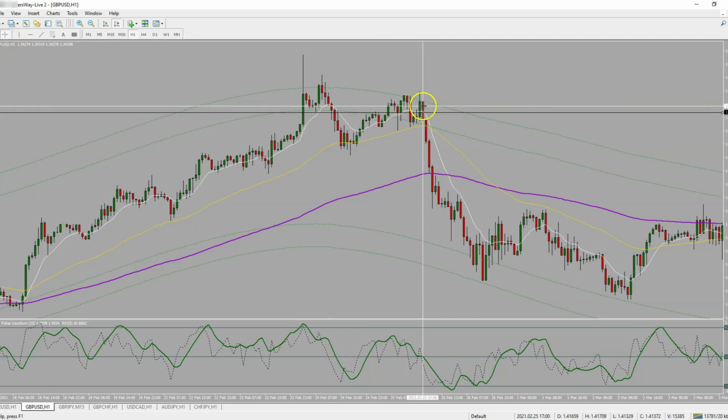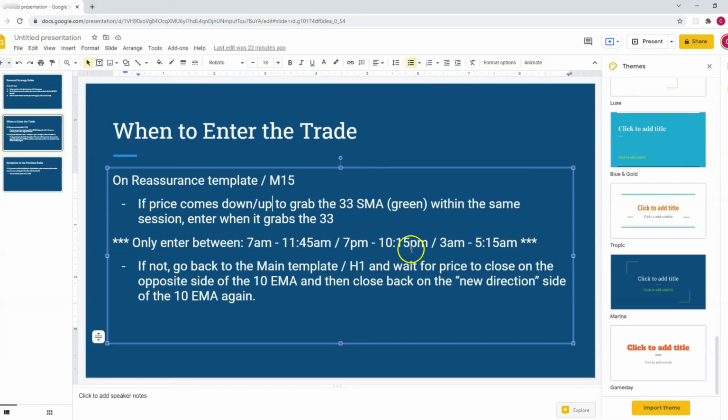This time it happened at what time? 17. I'm trying to remember what time 17 is on the charts. It's the end of our trading times in New York. It's probably like 10 a.m. or something like that, or maybe 11 a.m., which is still within this range.